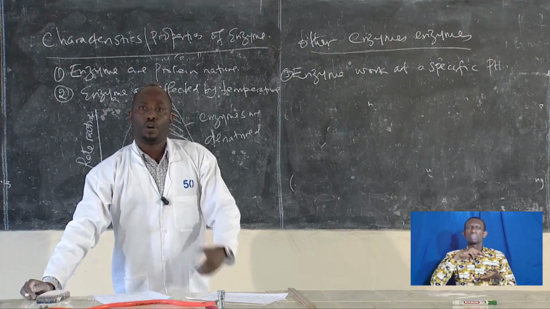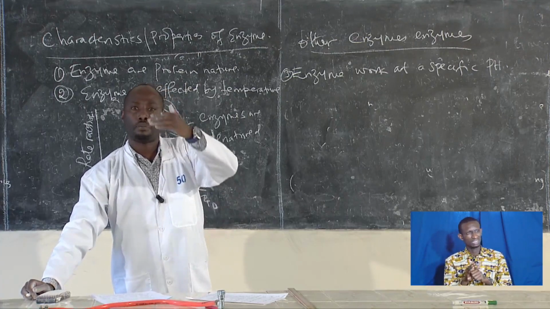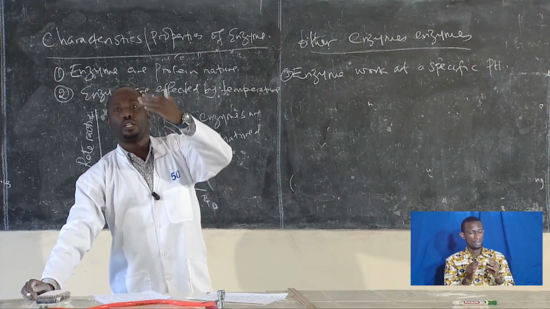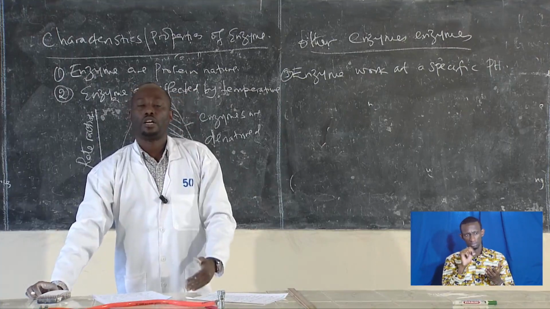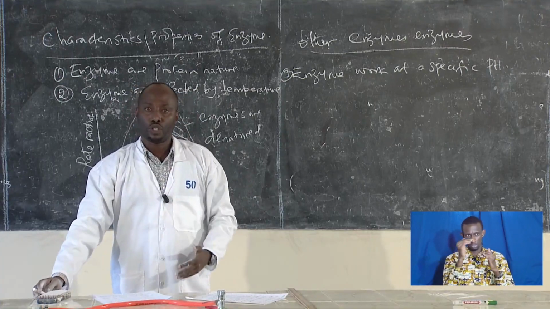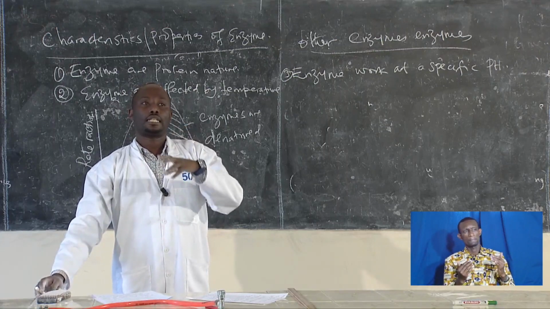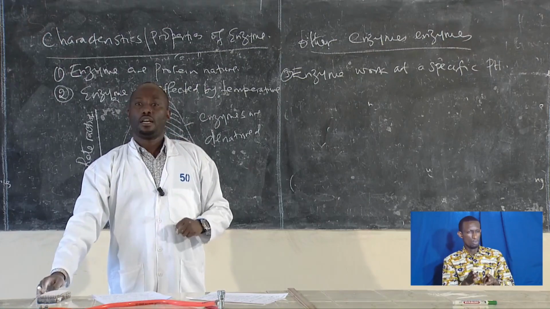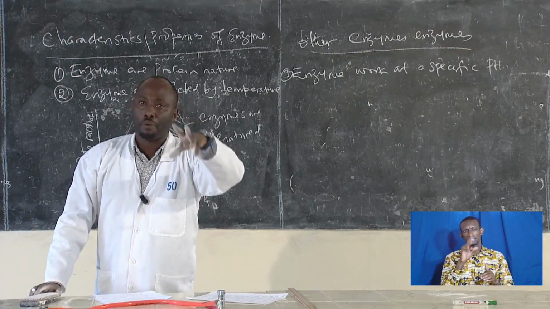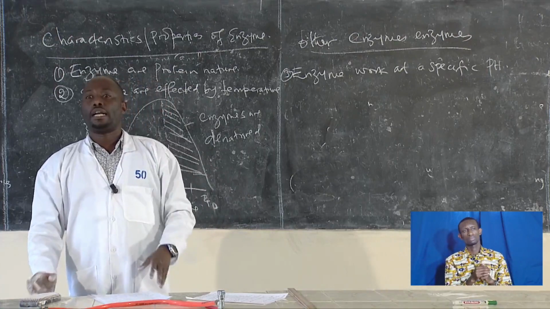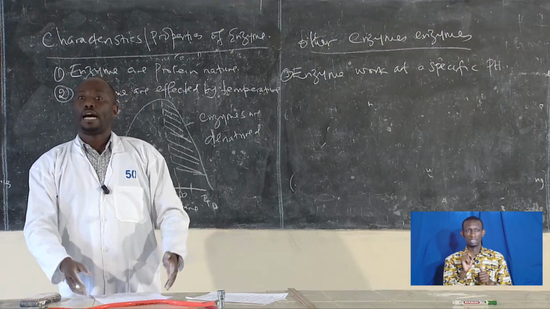So most of the enzymes normally work in different mediums. The different mediums I'm talking about are a neutral medium, an alkaline medium, and an acidic medium. Most of the protein digestive enzymes perform their functions in an acidic medium. All right? And carbohydrate enzymes normally work in a neutral or alkaline environment.